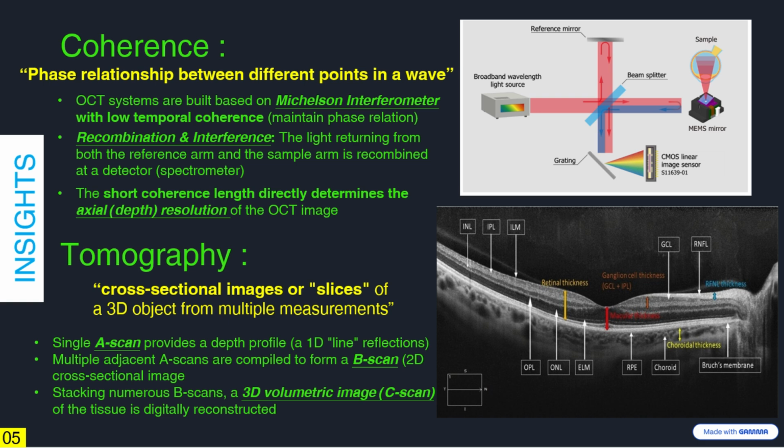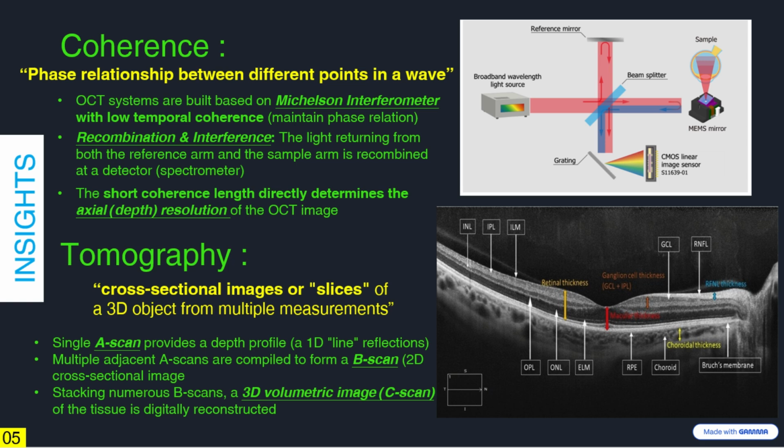The short coherence length determines the depth resolution of the OCT image. And tomography itself is actually the cross-section image or slice of a 3D object from multiple measurements in our organ or cell tissue.